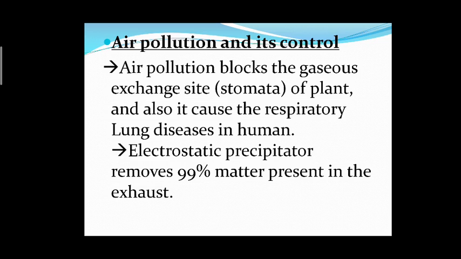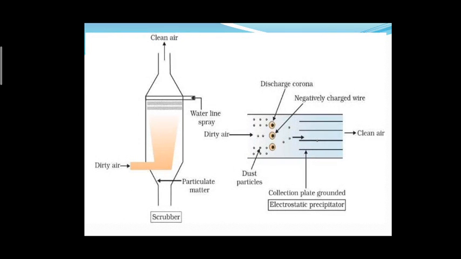Electrostatic precipitator removes 99% of particulate matter present in the exhaust, because the electrostatic precipitator is an equipment. This is a simple image of an electrostatic precipitator. The first one is the wall image and the second one is the working model. In the working model you can see dirty air is entered.